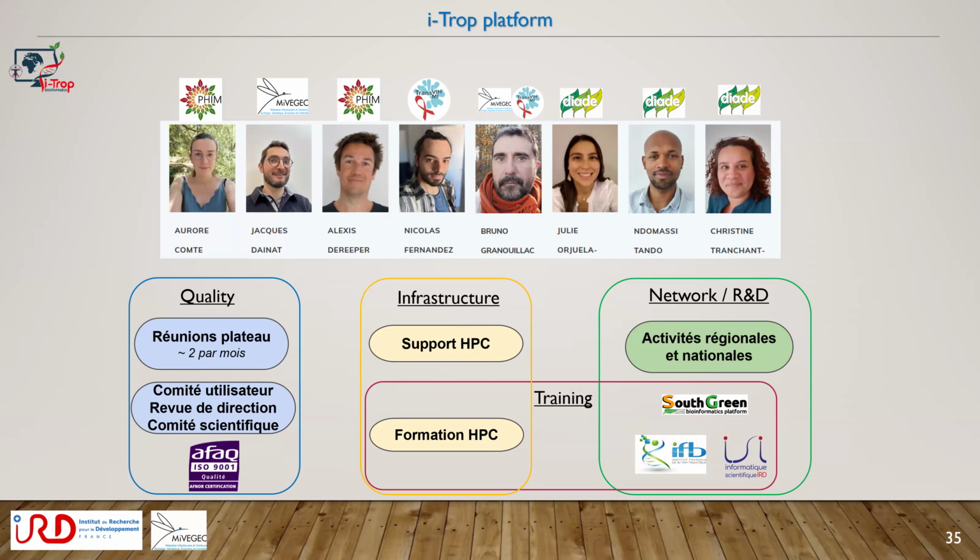iTrop is also involved in a lot of networks and research and development at IRD level with EASY. If people have never heard about EASY, it is Informatique Scientifique de l'IRD. We do some training with them related to informatics. We have training with the Southwind network, where we were doing training in bioinformatics. This year, we will do training in bioinformatics only with the iTrop platform, outside of Southwind. And we have some links with IFB that sometimes help us to do some training too.